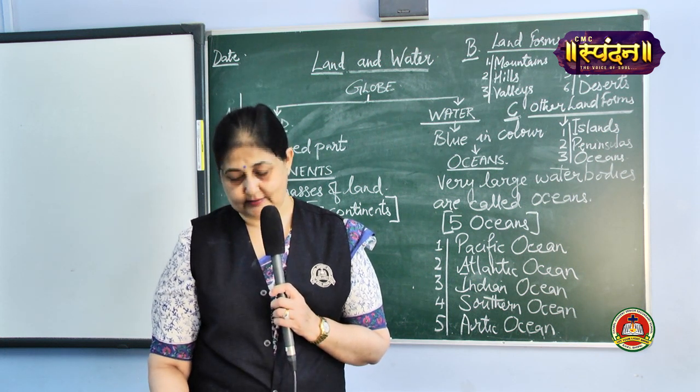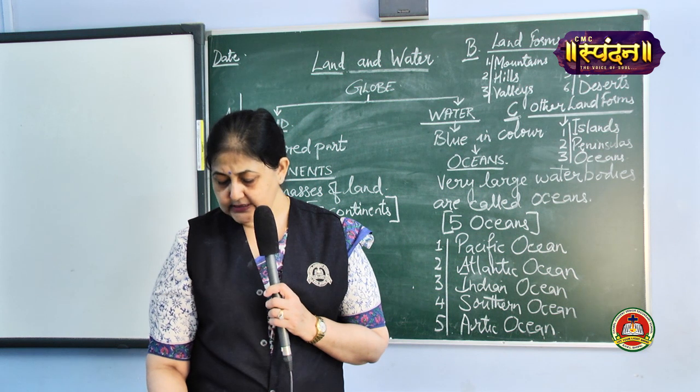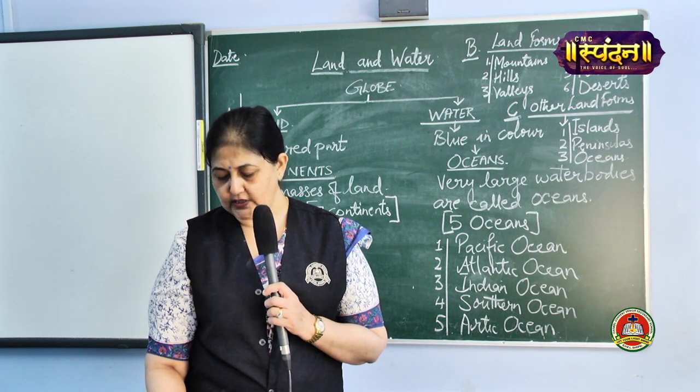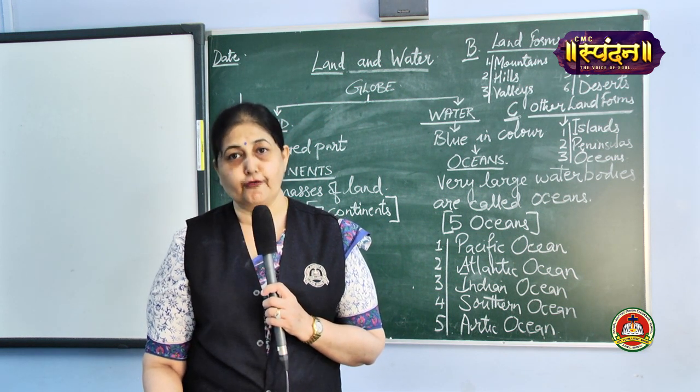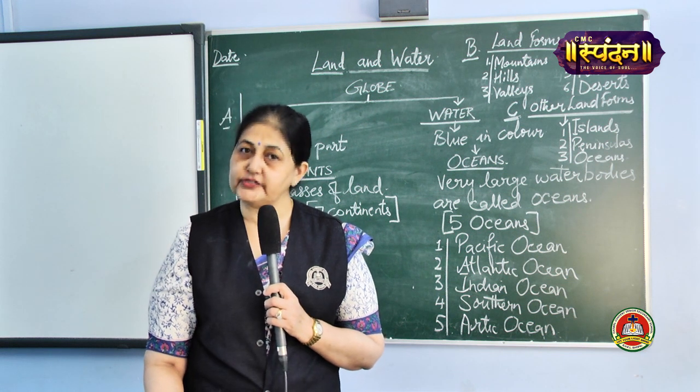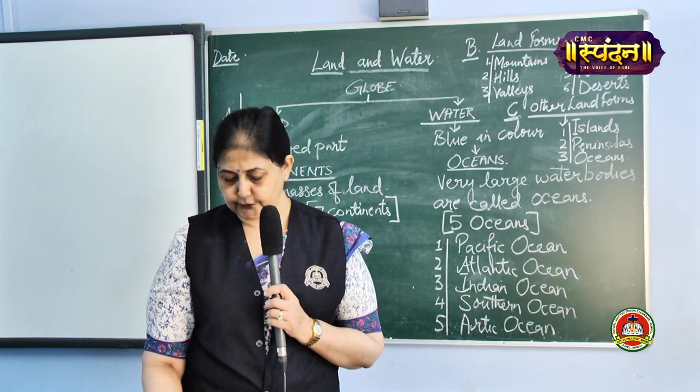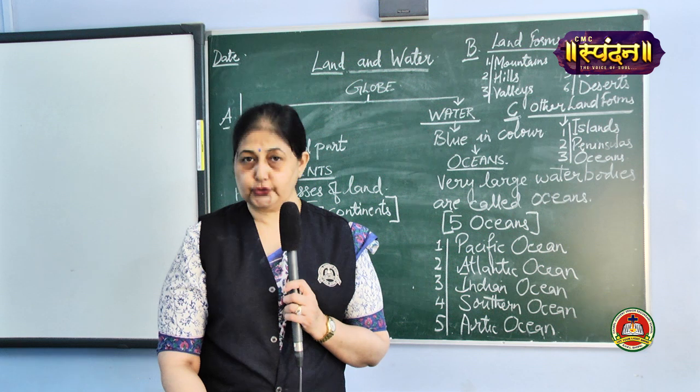Let's check. Plains close to the sea are called coastal plains. Is it true or false? They are called coastal plains, so it is true. Peninsula.